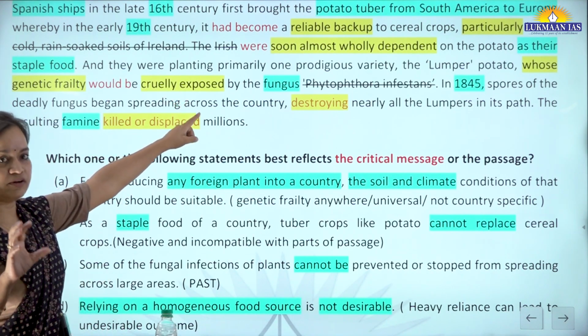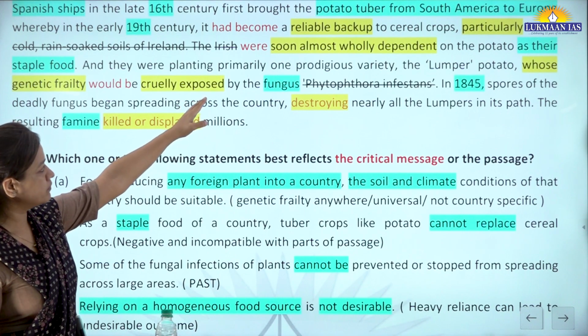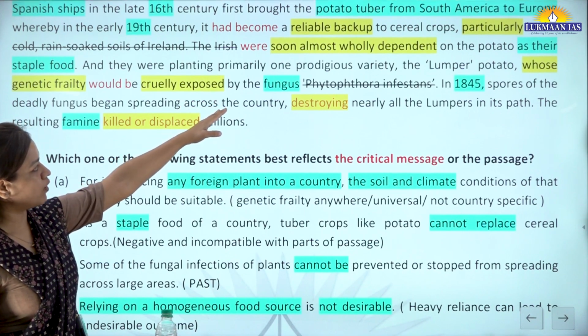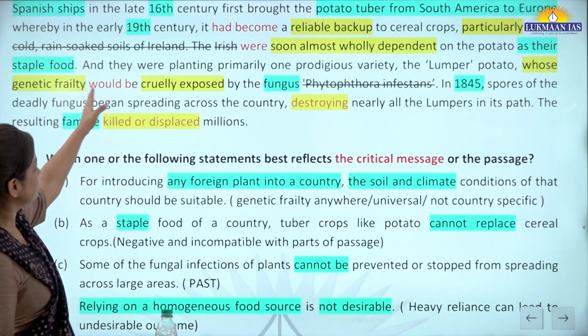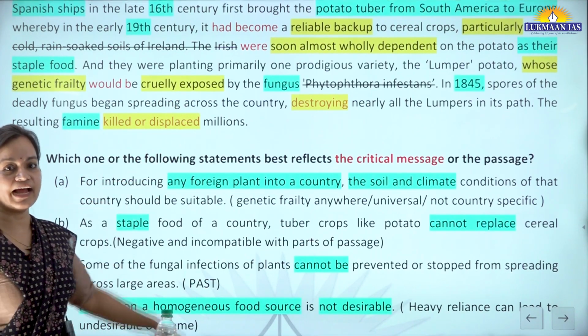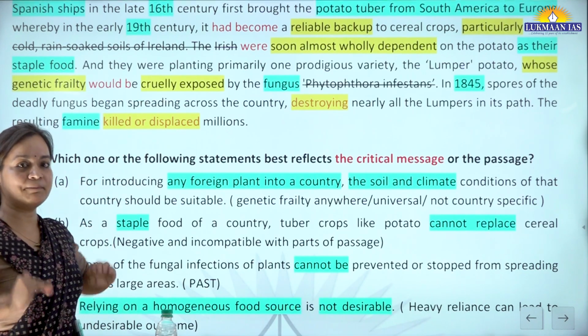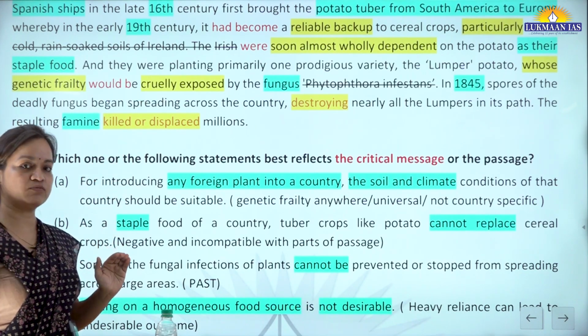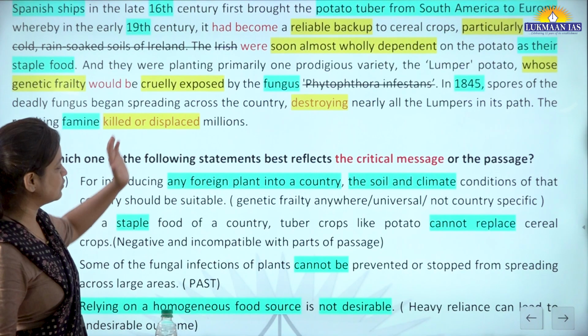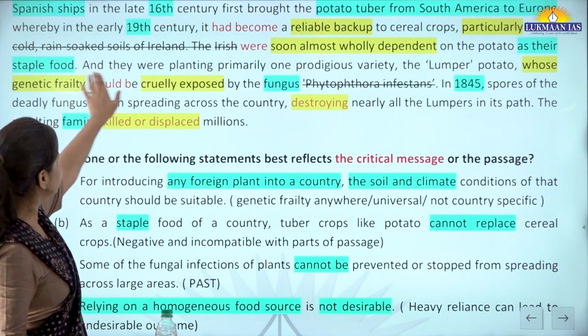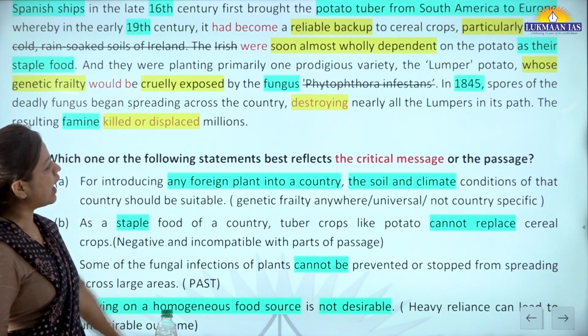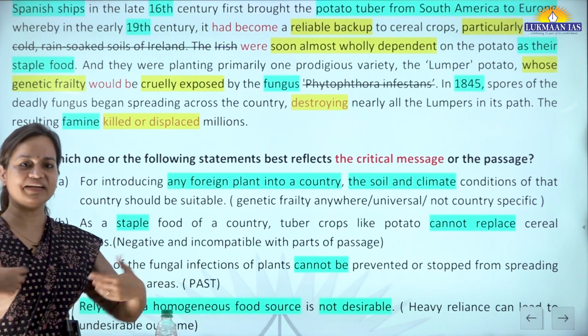We are also talking about a certain variety of crops from South America to Europe that had become a reliable backup. What is in yellow? People started depending on a certain variety of crop that was brought from some other place to this part of the world. Particularly the Irish were soon almost completely dependent.